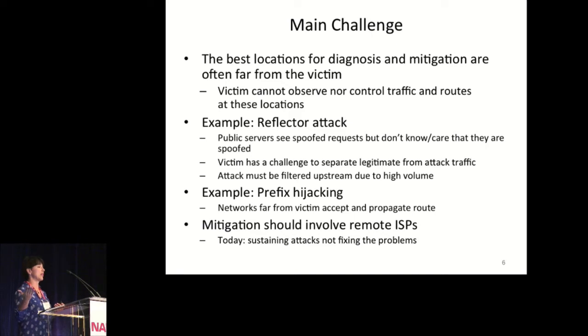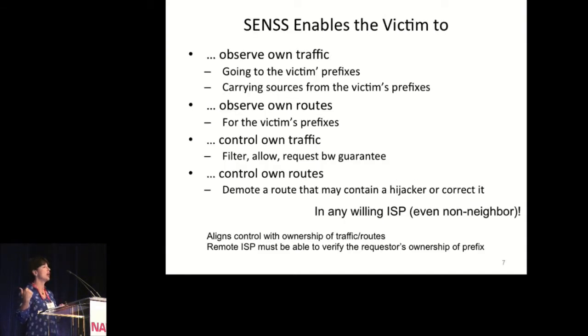Especially in the BGP prefix hijacking case, I'd like to point out that the routes that are polluted are usually polluted in the networks that are far from the victim. These are the networks that will adopt the attacker's route because it will be the shortest one. So our insight was that we need help of remote ISPs for attack diagnosis and mitigation. And we came up with the idea of SENSS.